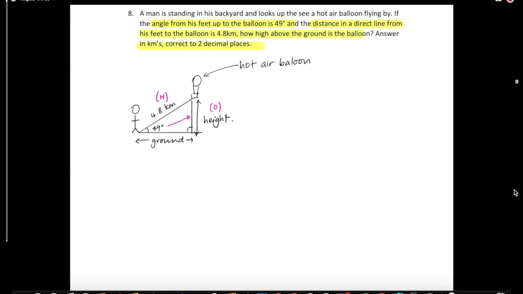Now I'm just going to pick another color to do the working out in for this particular question. So we're going to be using sine. We know that sine of theta is equal to opposite over hypotenuse. So here I'm going to write sine of 49 degrees is equal to our height, which I haven't specified. So let's call it h. So I'm going to call it h over 4.8 kilometers.